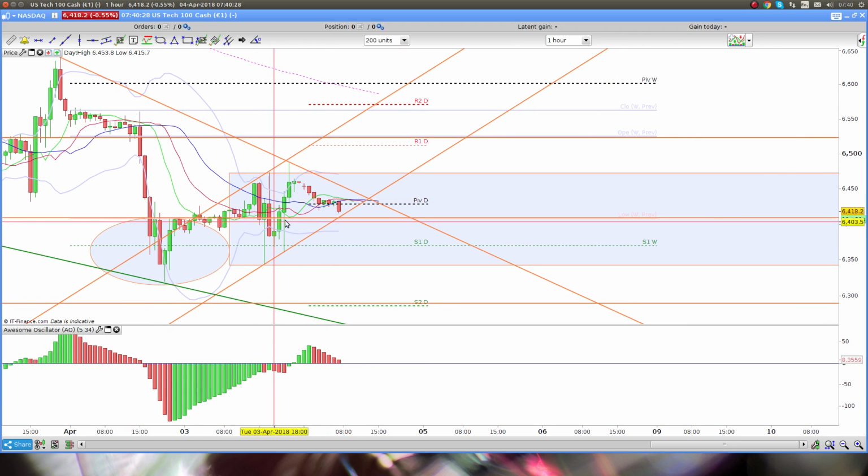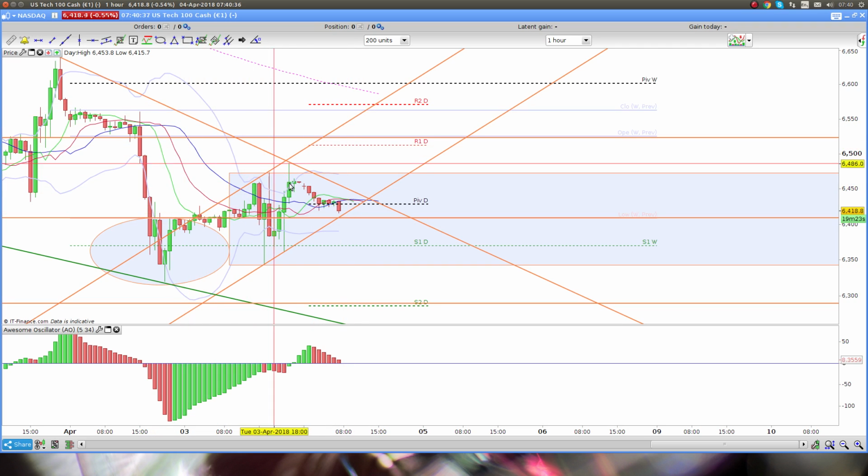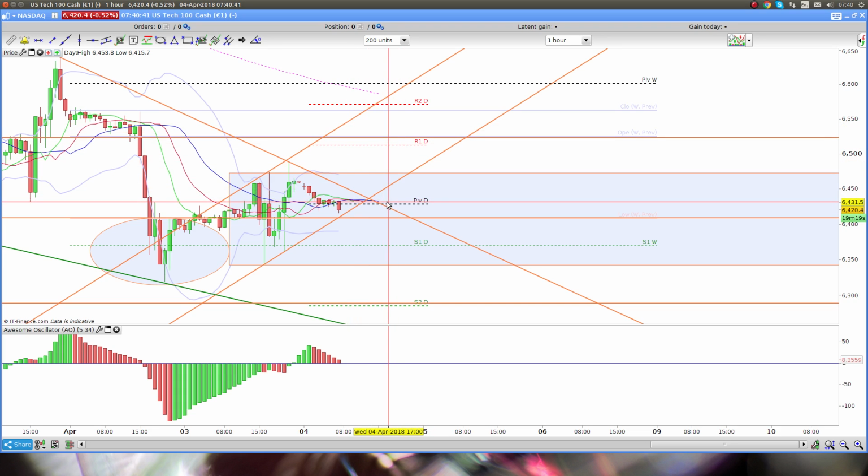So yeah, for me, watching this channel, if we start bouncing on this channel, then definitely looking for a long entry. Maybe just wait for this wedge to break and then wait for the retest to come back towards the pivot area before getting in for a medium term trade.